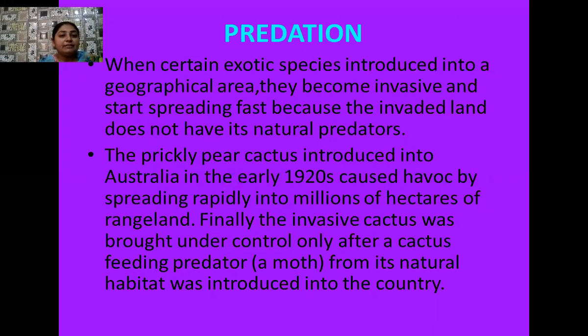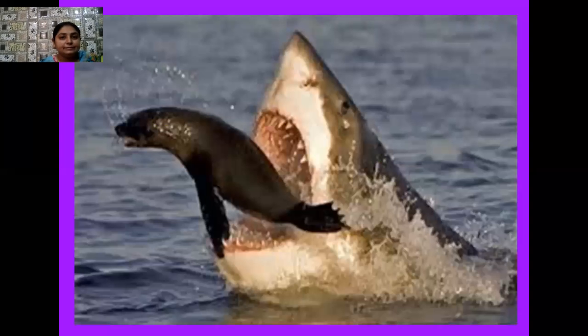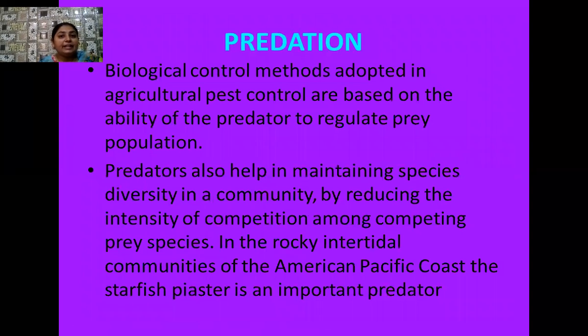Finally, the invasive cactus was brought under control only after a cactus-feeding predator, that is a moth, was captured from its natural habitat and later introduced in the country. Only then was the abnormal growth of the prickly pear cactus controlled in the country. Okay, another example is biological control methods. We are using so many biological control methods such as agricultural pest control methods, and all of these methods are generally based on a holistic approach to the prey-predator relationship.